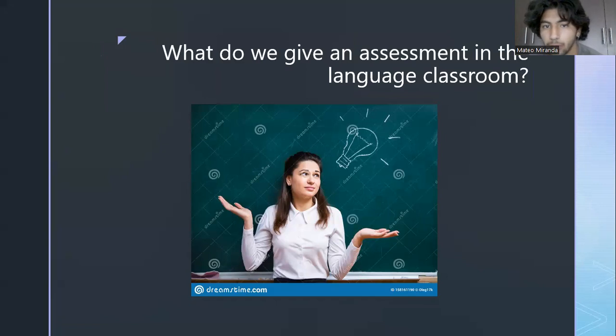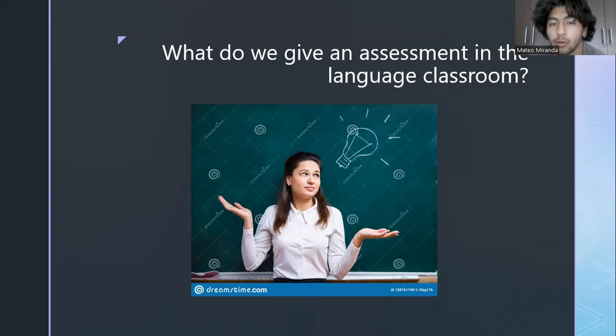To answer this question, first we need to know what an assessment is. An assessment is activities, which can be tests, quizzes, tasks, participation in class, that give the teacher feedback on how the student is doing, and if the student is learning or growing as a student.